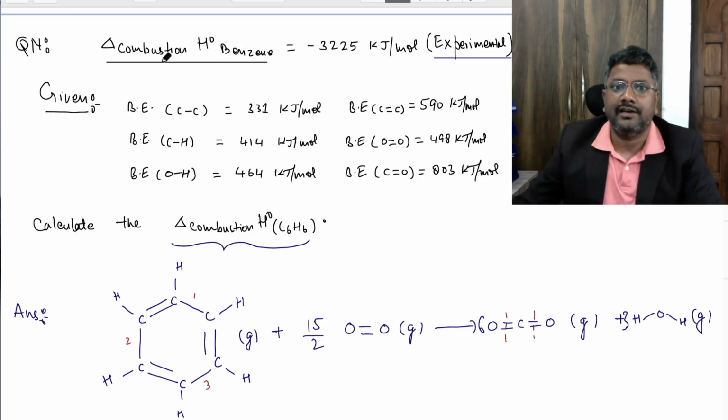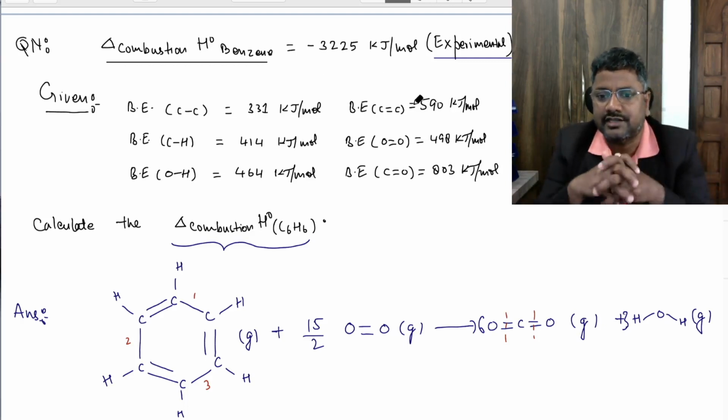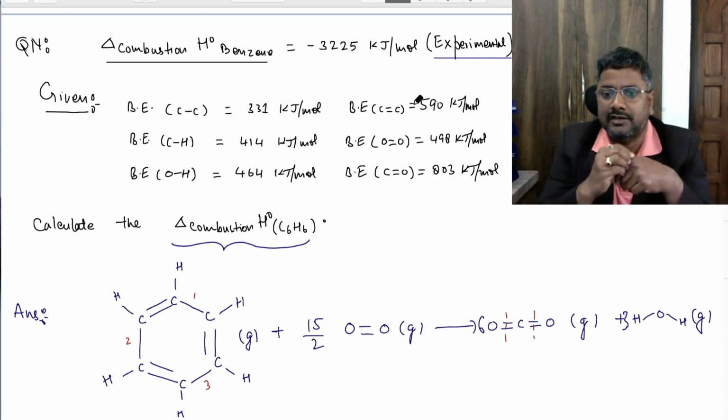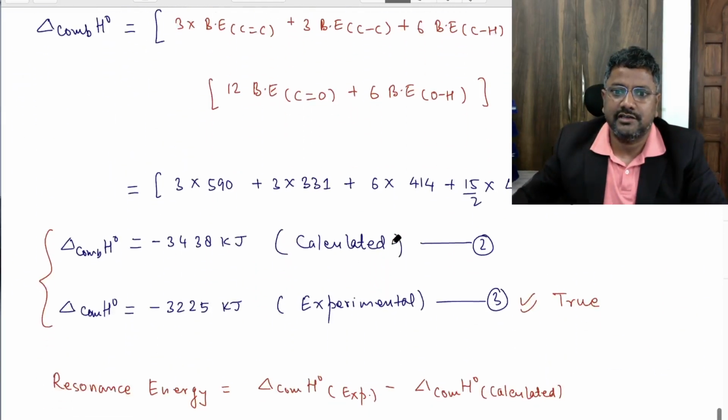Similarly, if in place of combustion, heat of hydrogenation is given, then also we can calculate, right? In organic chemistry, I have already explained how to calculate resonance energy in terms of heat of hydrogenation. So there are two ways to calculate the resonance energy. One is if heat of hydrogenation is given, the other is if heat of combustion is given and bond energy data is given, right? So in this way you can calculate the resonance energy, right? Good.